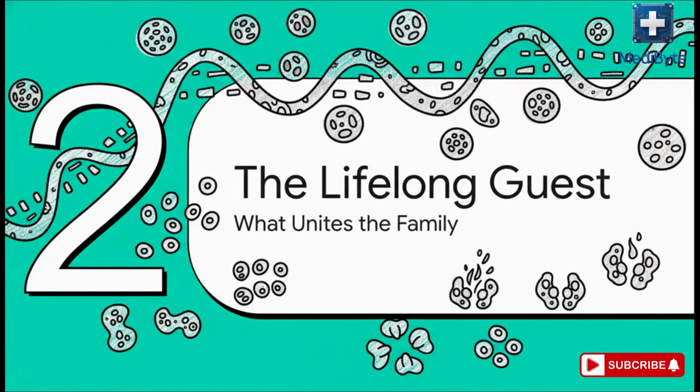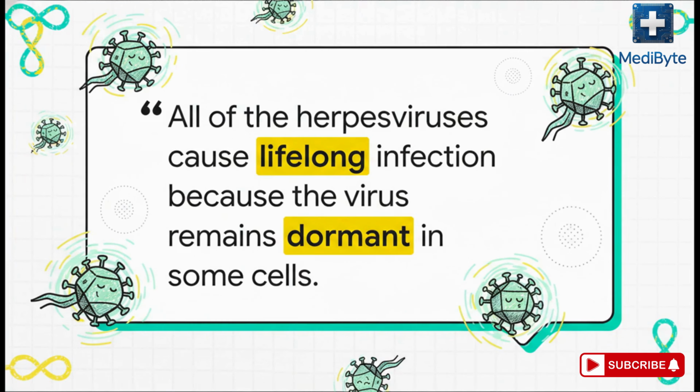So we have 8 different viruses, right? Causing everything from blisters to mono. They seem so different. So what's the one big characteristic that ties them all together? What actually makes a herpes virus, well, a herpes virus? The answer is pretty fascinating and honestly a little unsettling. It all boils down to this. And this is the most crucial thing to understand.